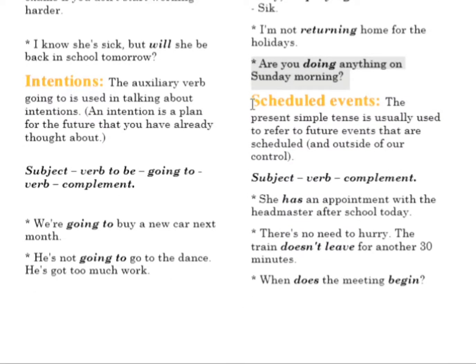Finally, we can also talk about scheduled events. The present simple tense is usually used to refer to future events that are scheduled and outside of our control. Okay, in this case we use subject, verb, and complement. We have also studied the simple present, or present simple tense, in different lessons. So, in affirmative sentences we can say: she has an appointment with the headmaster after school today. Negative sentence: there's no need to hurry. The train doesn't leave for another 30 minutes. Or: when does the meeting begin?